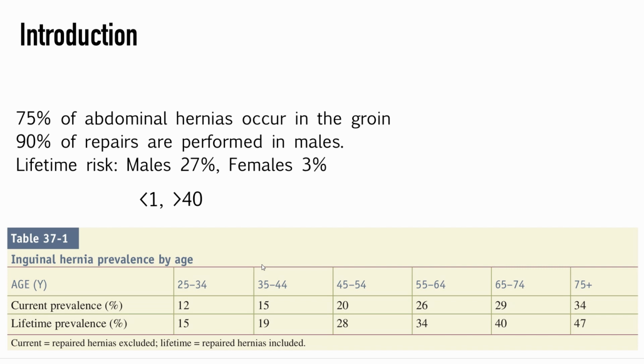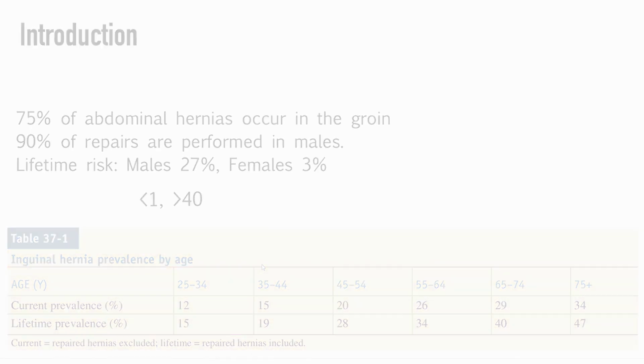In men, the incidence demonstrates a bimodal distribution, with peaks before the first year of age and after 40 years of age. In addition, 70% of femoral repairs are performed in women. However, indirect inguinal hernia remains the most common type of groin hernia in both sexes.